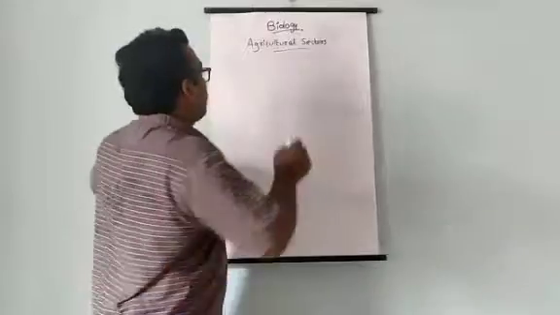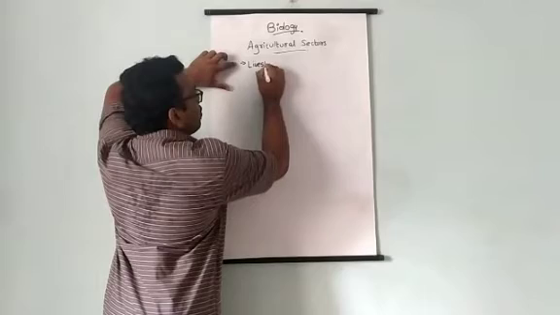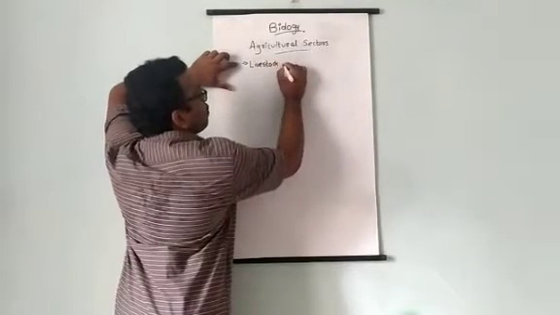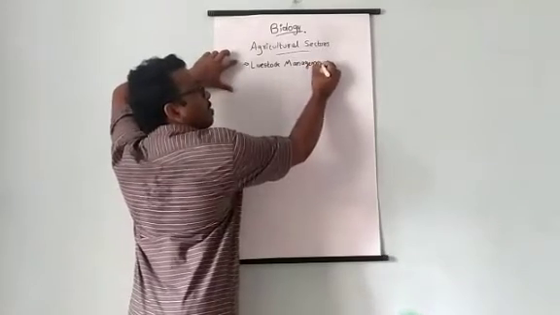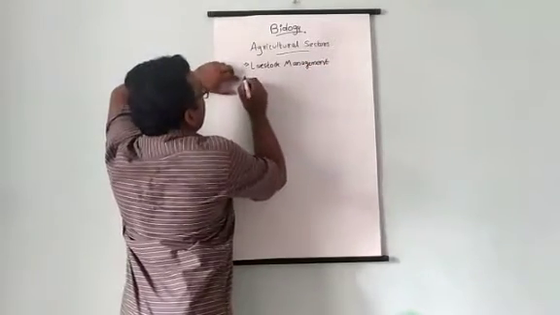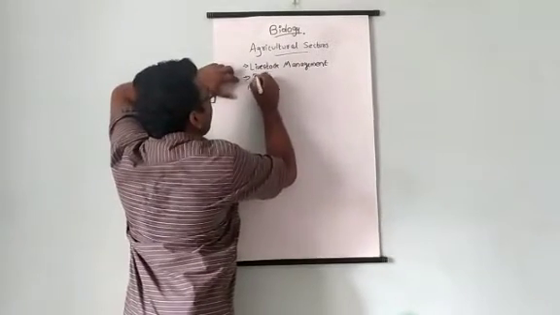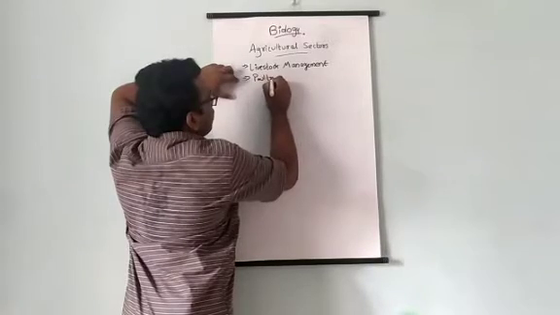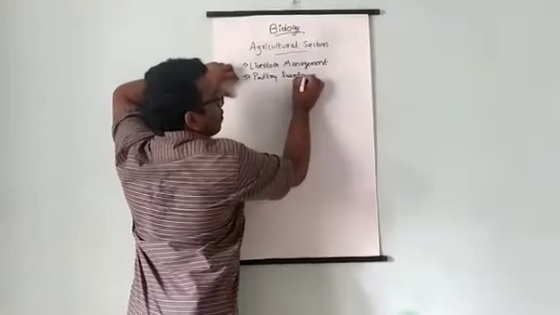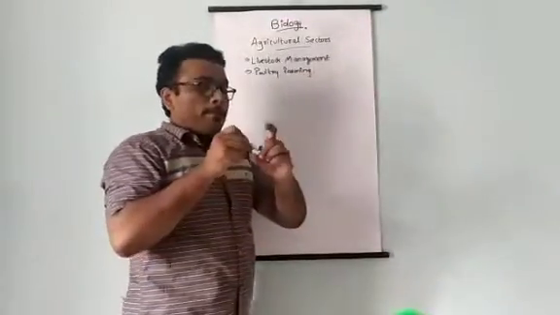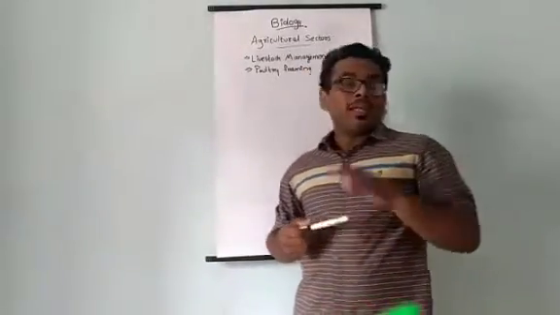We were discussing the first one, livestock management. Livestock management is the rearing of animals. And then we studied poultry farming. Poultry farming is the rearing of birds for meat and egg. I think you got an idea about poultry farming and livestock management.